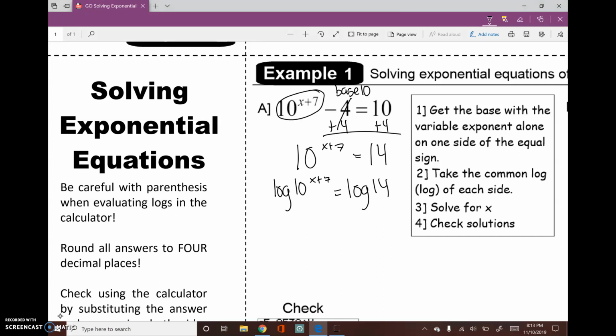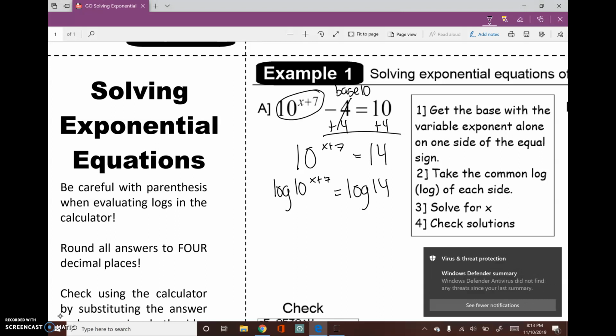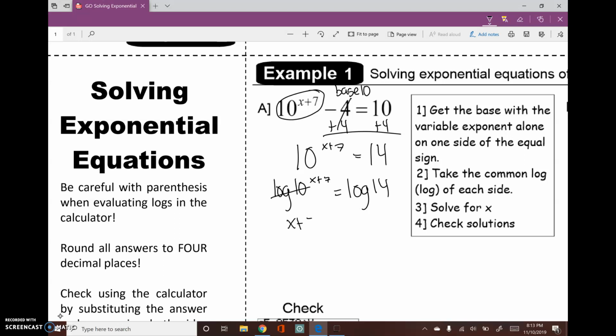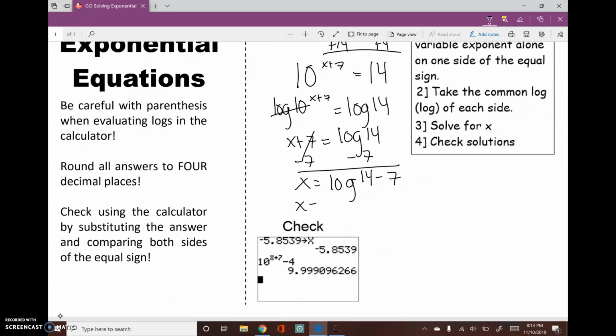After, the rest is pretty much just what we've been doing. That cancels, and I have this. Log of 14 is just a number. You can plug it into your calculator. I'm going to do it all together. So then my answer is about 5.8539.